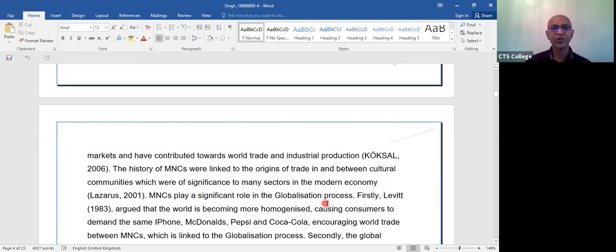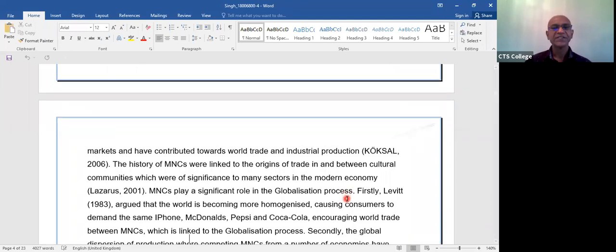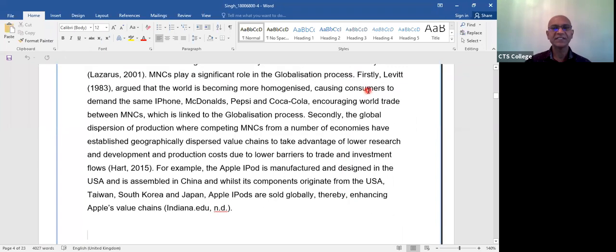MNCs play an important role in the globalization process. Now, this is important. MNCs play an important role in the globalization process. This was something that the university clearly said you should discuss. So this student argues, firstly, Levitt stated that the world is homogenized, customers are demanding similar products, encouraging world trade between MNCs, which is linked to the globalization process. Well, she has the idea, it was not explained very clearly there, but the idea is correct.